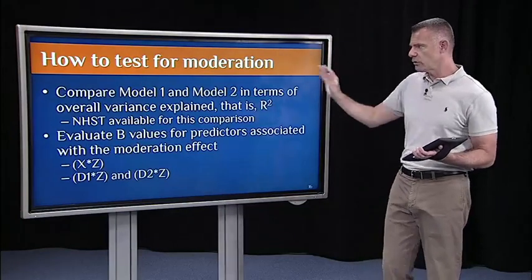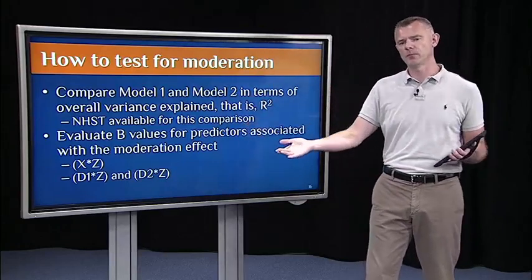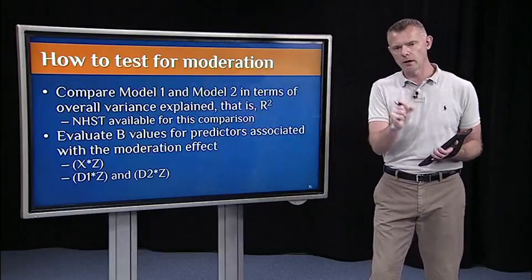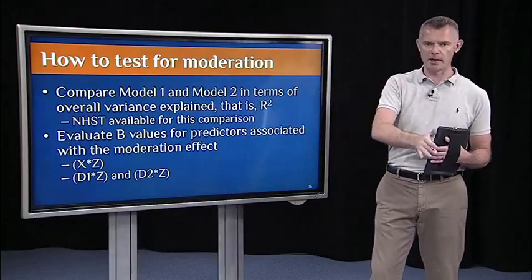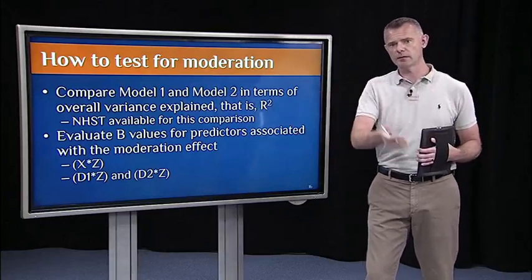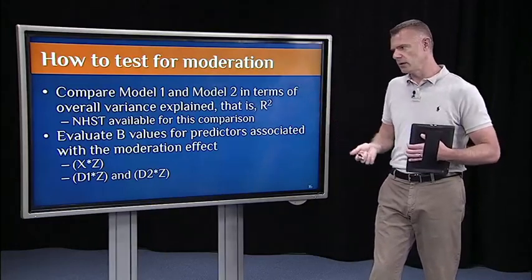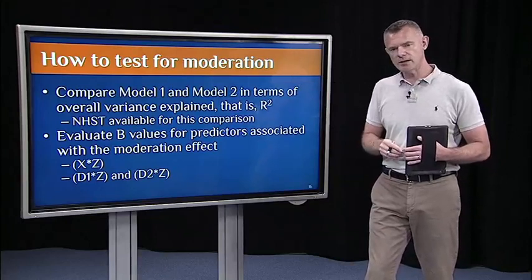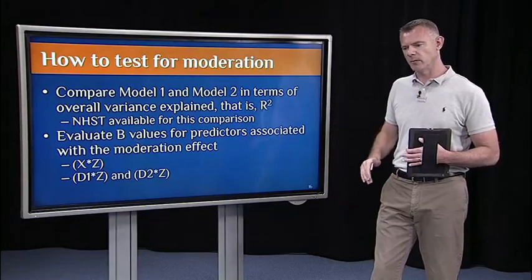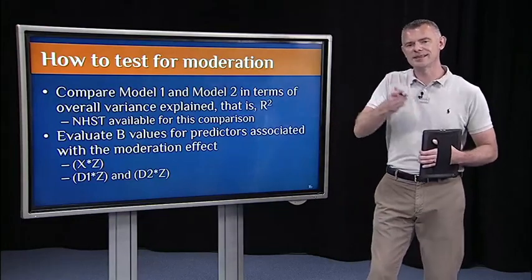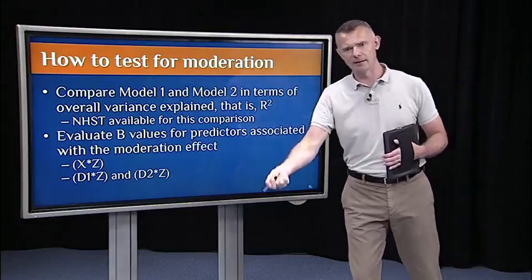So what we'll do is we'll compare models 1 and 2 in terms of the overall variance explained in the outcome. So remember, that's r squared. R squared is the variance in our outcome explained by the model. So we can look at how much variance did model 1 explain, how much did model 2 explain, and compare those values. And there's actually an NHST that does that for us, and we'll show you that in the R output. So we can make the statement that there's a statistically significant change in the overall variance explained when adding in the moderator.